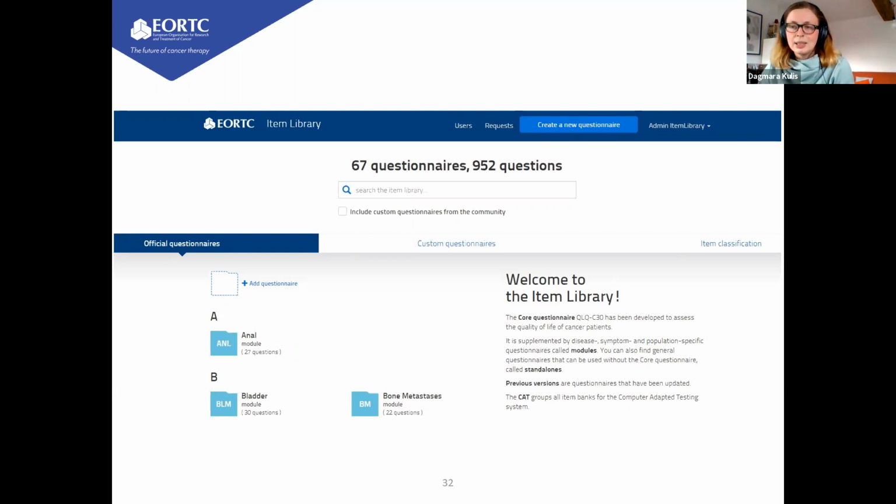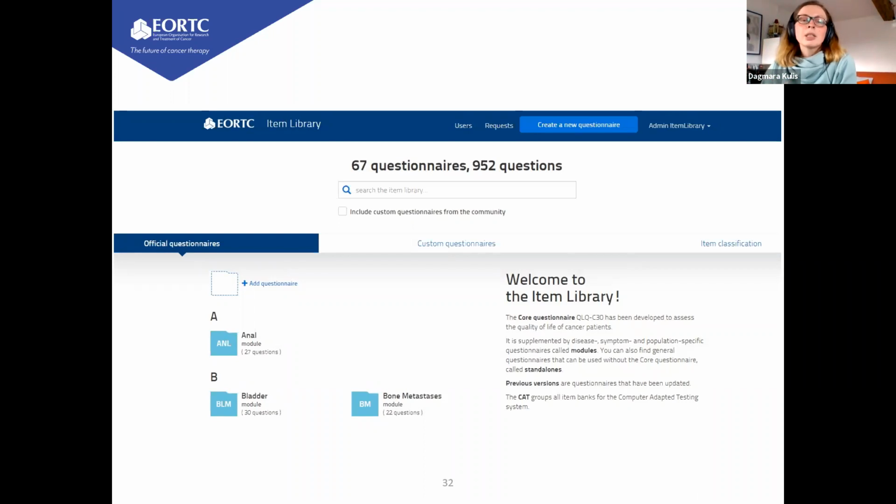The idea of a database, of course, is quite simple. You put a database, you feed it, you can search through it. But over time, what we added to the item library is the option to make your own questionnaire. This is possible by selecting items from different measures and putting them together to add on to another questionnaire that does not cover everything that you need to measure in your study.